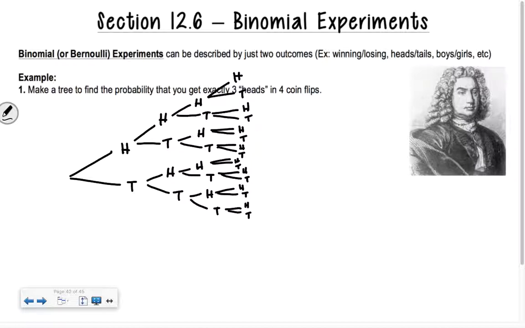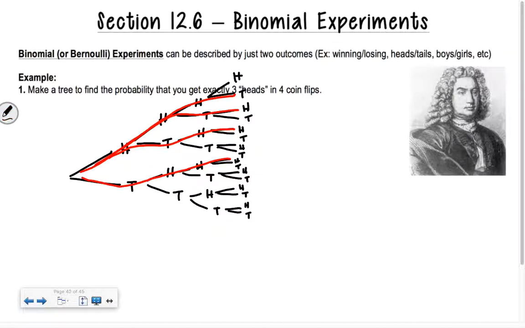So if we're talking about exactly 3 heads, we have several routes that do this. We have the route that goes heads, heads, heads, tails. We have the route that goes heads, heads, tails, heads. We have heads, tails, heads, heads. We have tails, heads, heads, heads. Do we have any more that have exactly 3 heads?